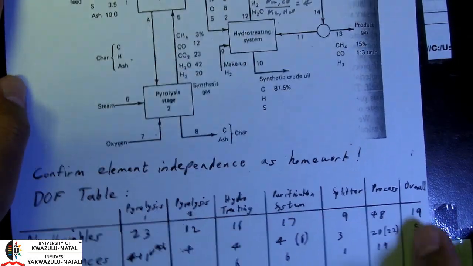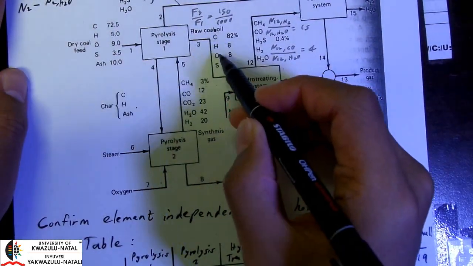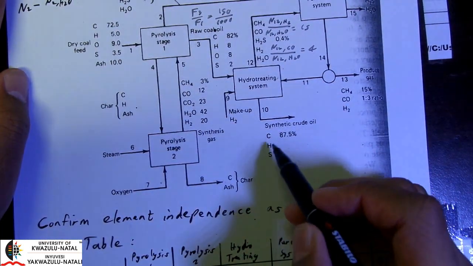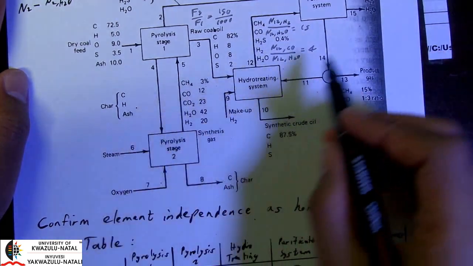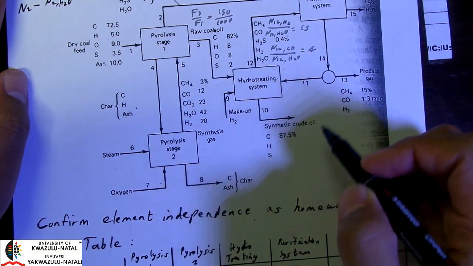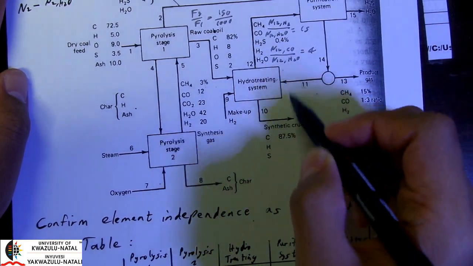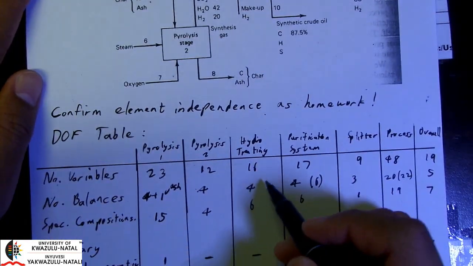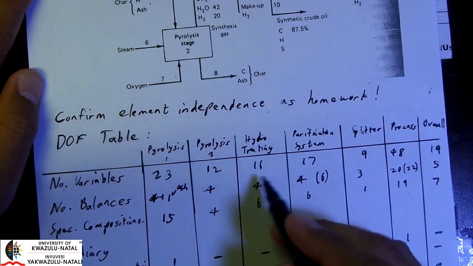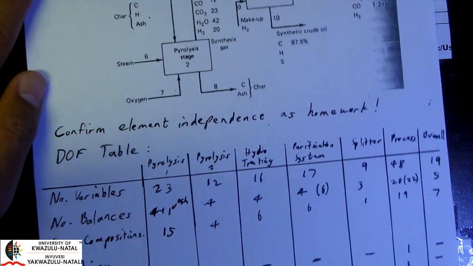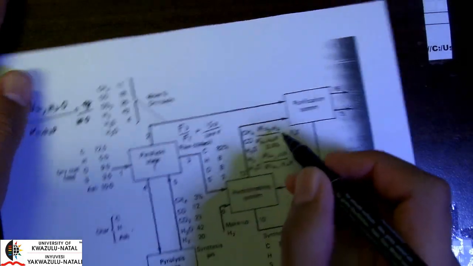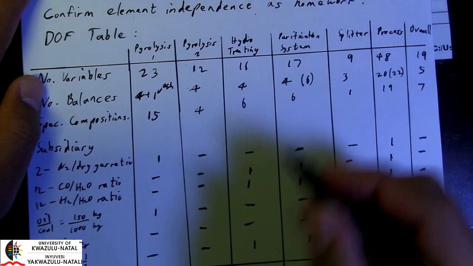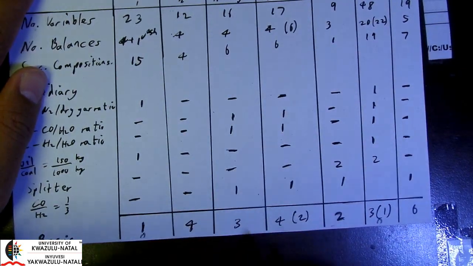If we look at our hydrotreating, we have 16 variables. Again, 4 elements, so 4 balances, and we have some specified compositions as well as 2 subsidiary relations, and that gives us a degree of freedom of 3.